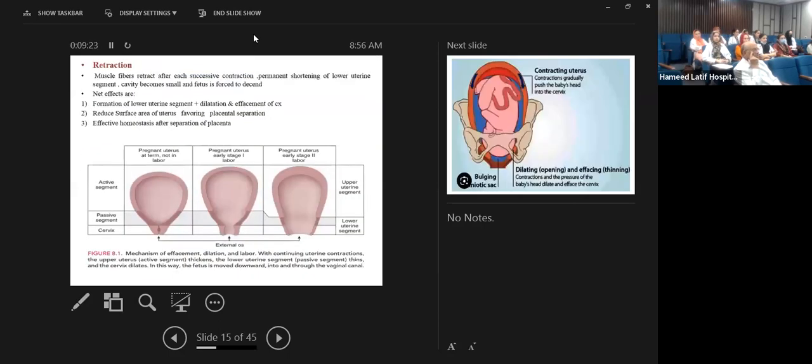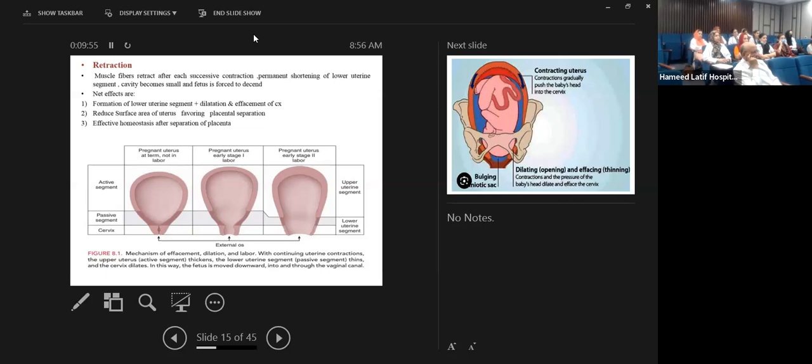Now, first we will discuss the retractive effect. As Sir has beautifully explained, the muscle fibers retract after each successive contraction. There is permanent shortening of the upper uterine segment. The cavity becomes small and the fetus is forced to descend. It also has other effects, that is formation of the lower uterine segment, and dilatation and effacement of the cervix. It reduces the area of the uterus, which favors placental separation. It also helps in effective hemostasis after the separation of the placenta.